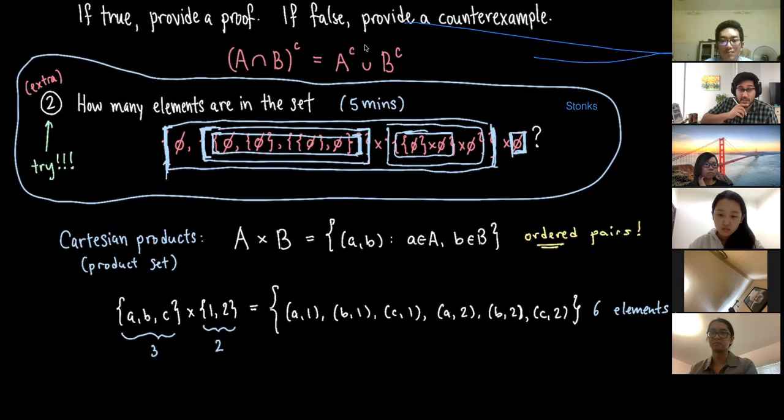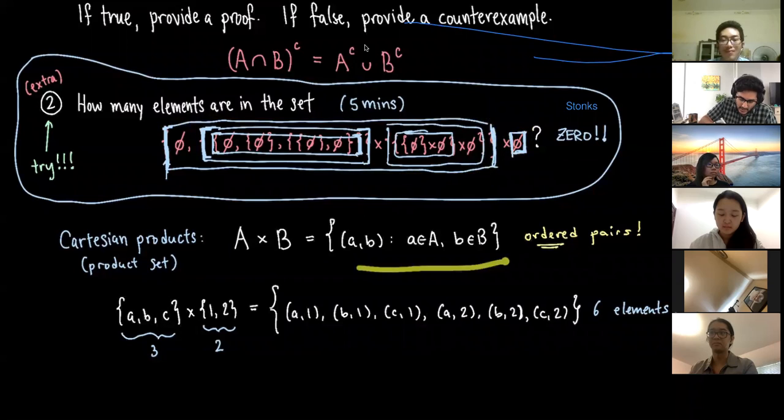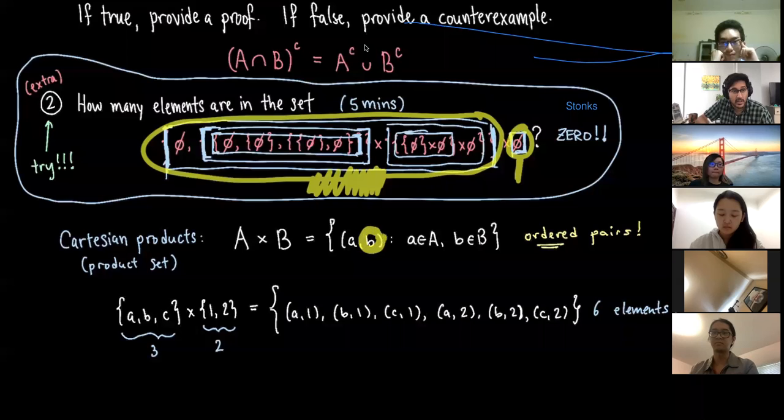Ooh, the answer is 0. There's no elements. Right? And the reason there's no elements is because here's A and here's B. So it's a set of all pairs where the first element comes from this A here, and the second of the tuple comes from the empty set, and there's nothing in the empty set. So there's nothing to put in the second coordinate.